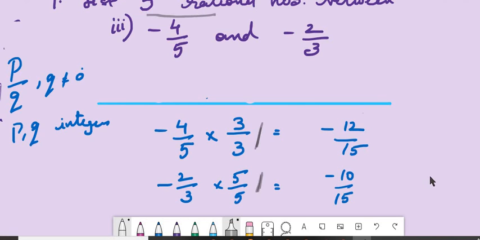If you want to plot these numbers on the number line, just for your understanding, all the numbers lie on the negative integer side of the number line, that is the left side of the number line. Where is minus 12 by 15 and where is minus 10 by 15? Can you try plotting them? Okay, let us do this in the next section. Let us just finish our sum now.